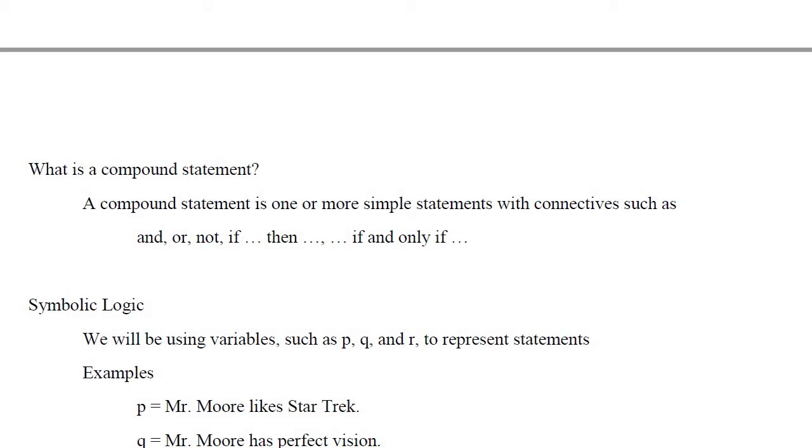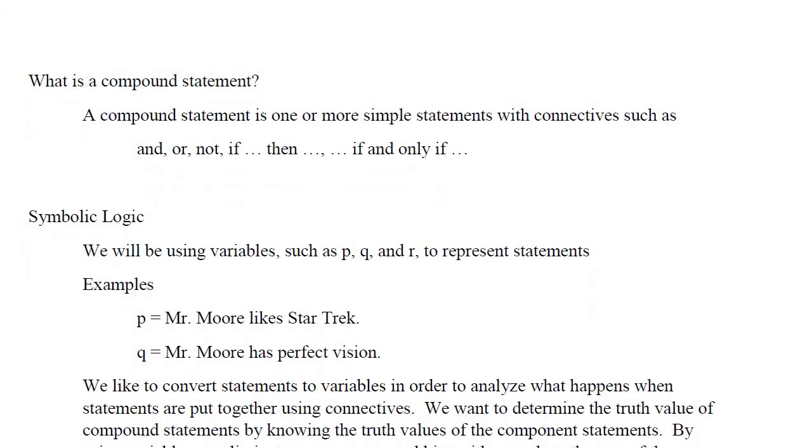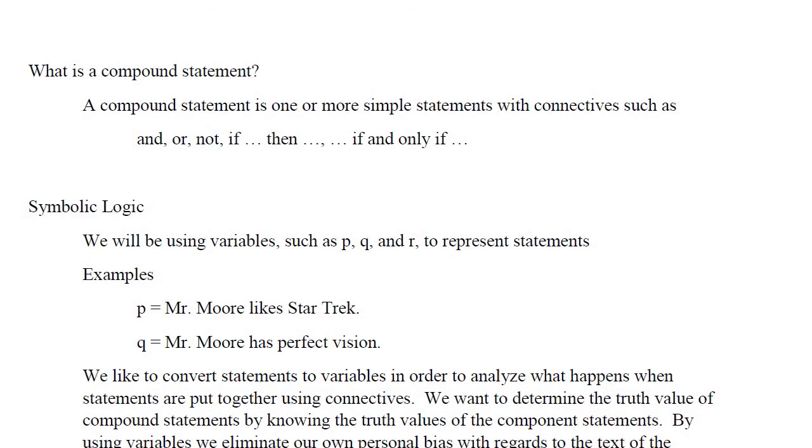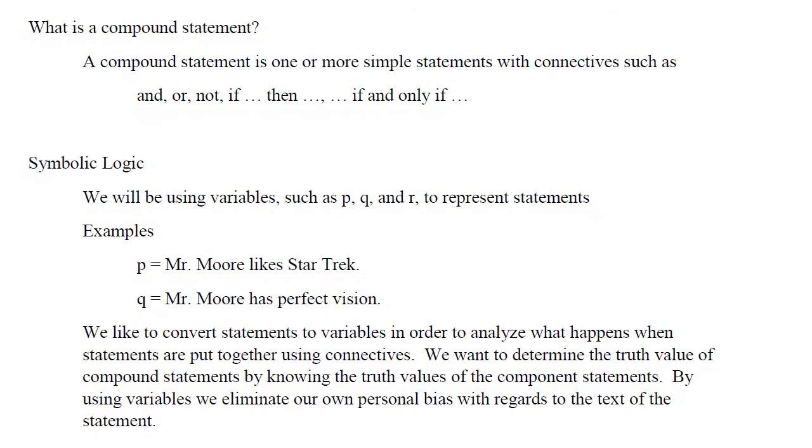Alright, so now let's take a look at symbolic logic. In logic, one of the things we're going to be doing is using variables to represent statements. Typically we'll be using variables like P, Q, R, and S. So here are a couple of examples. Statement P is Mr. Moore likes Star Trek. Statement Q is Mr. Moore has perfect vision.